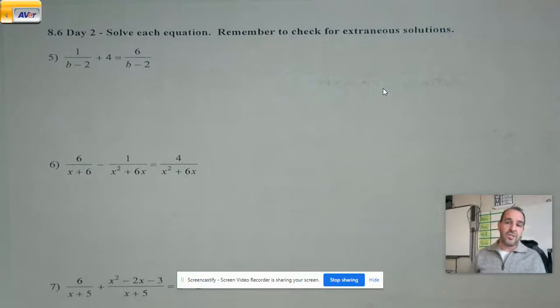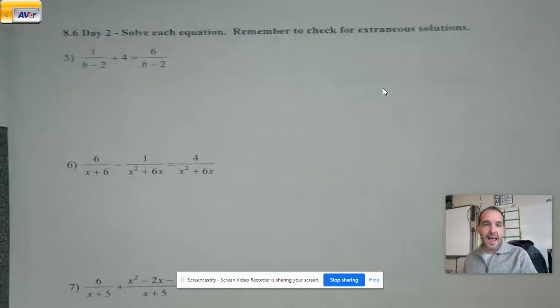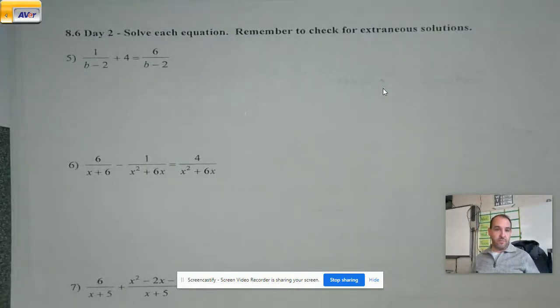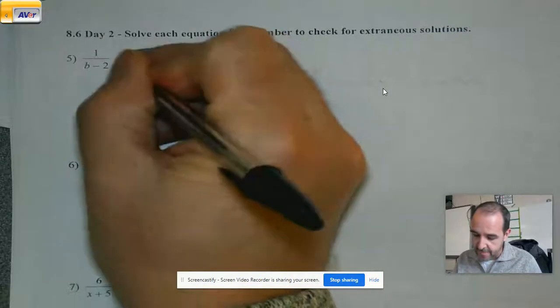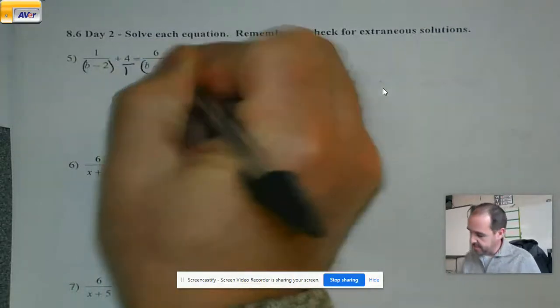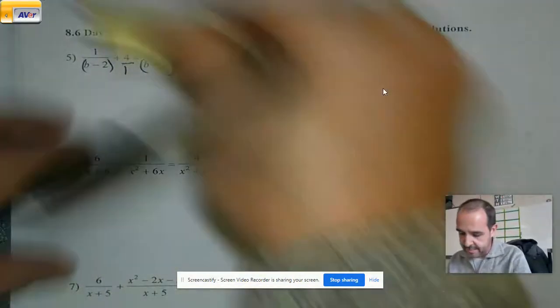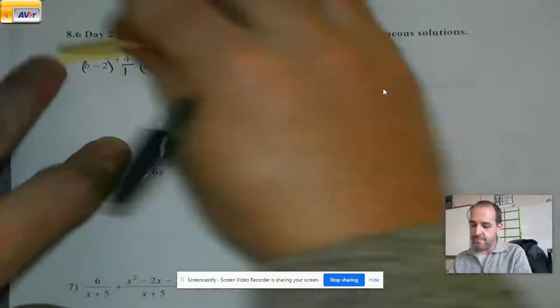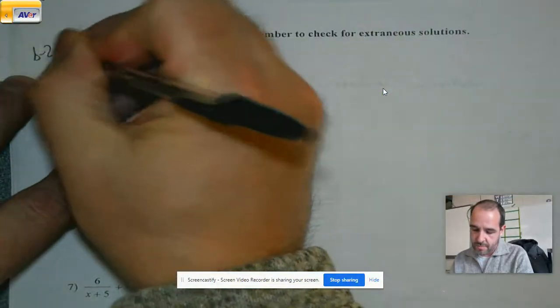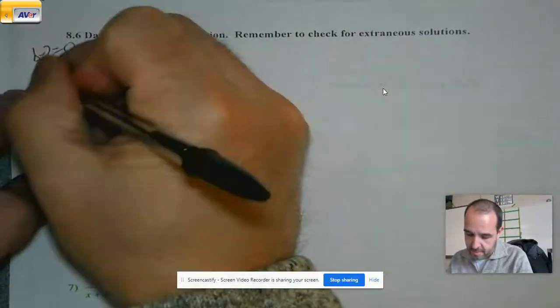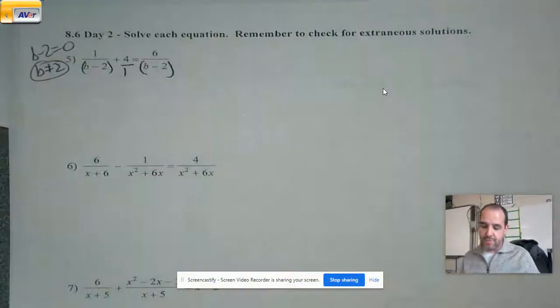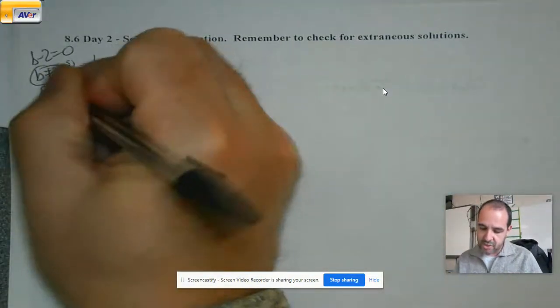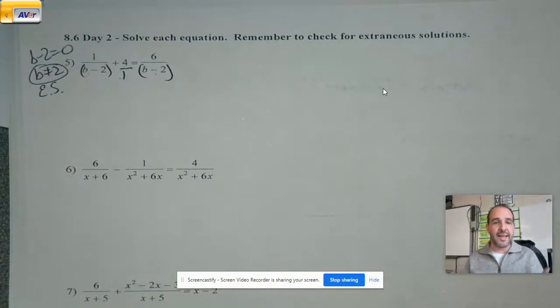So all right, solve. Remember to check for extraneous solutions. As I mentioned yesterday, I would know what my extraneous solutions are going to be in advance. So again, how do we do that? We take our denominators, because that's the only part we care about when it comes to this. 1 doesn't do anything. B minus 2. So if you set B minus 2 equal to 0 and solve that, B cannot equal 2. That would be my extraneous solution. So if I get to the end and I get an answer of 2, that doesn't work.